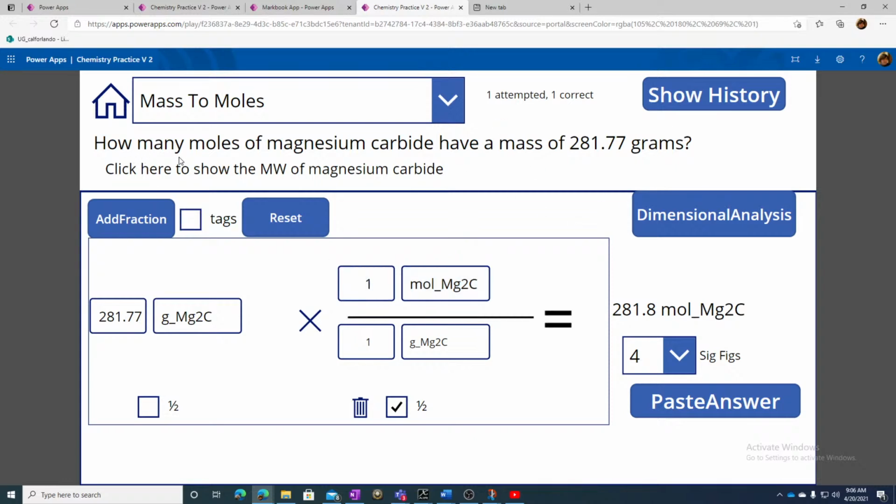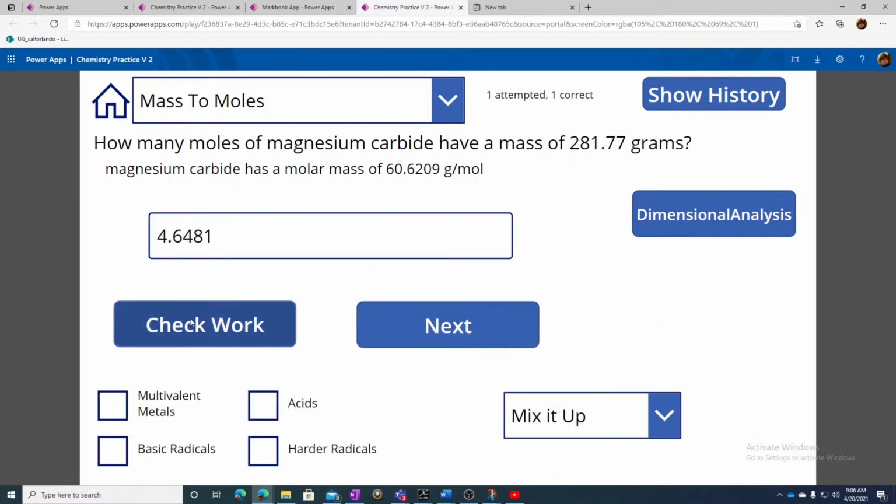Now, I could go back to the periodic table and figure that out, but you can cheat. Well, not cheat. You can get that information for yourself. If you click here, it'll actually show us that 1 mole of this weighs 60.6209 grams. And there. And this question has 5 sig figs. We can paste that in and check our work. Oh, the question has 5 sig figs, and yet the computer thought it was 4. Well, don't worry about that.